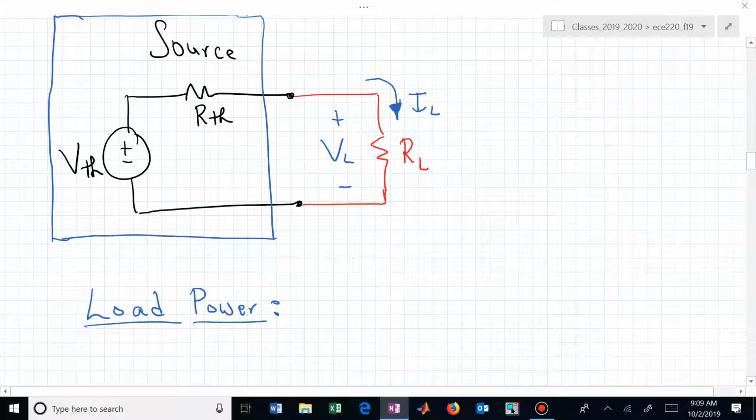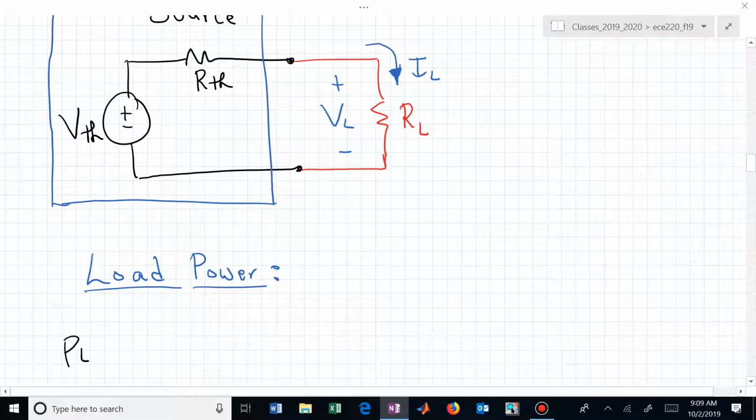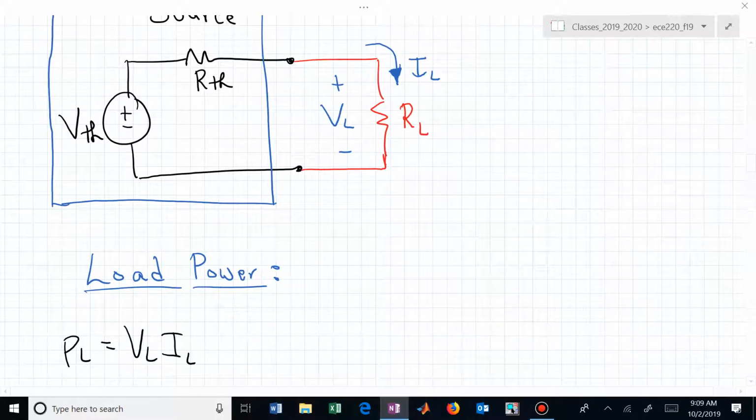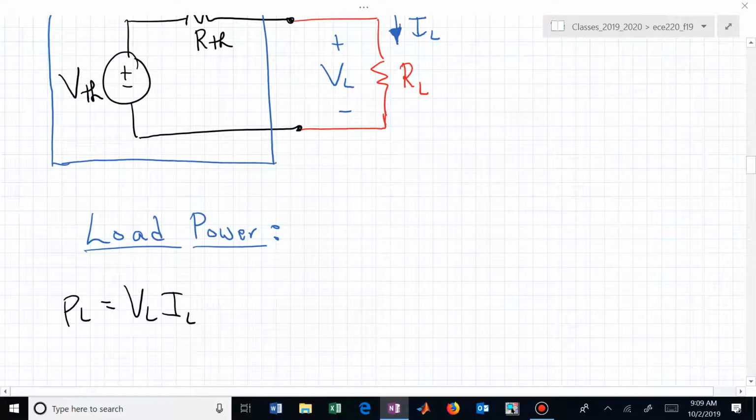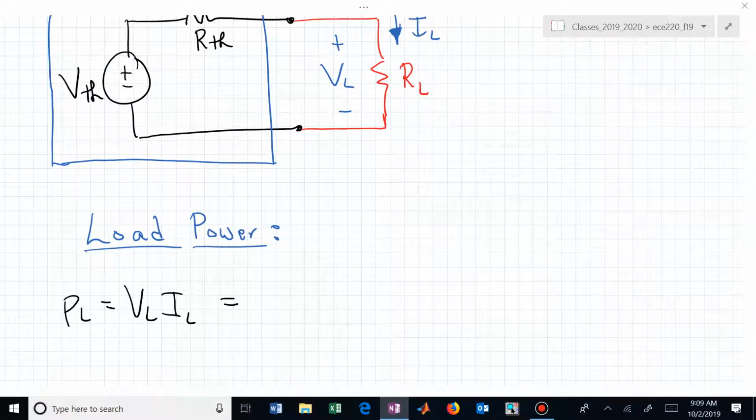What's the power at the load? V sub L times I sub L. It's that straightforward. You know that's the power at the load. So if our power at the load is V sub L, I sub L, we could write that a couple of different ways. Let's focus on if we had the current, or let's focus on if we had the voltage. We can do that by applying Ohm's law, replacing voltage with IR.